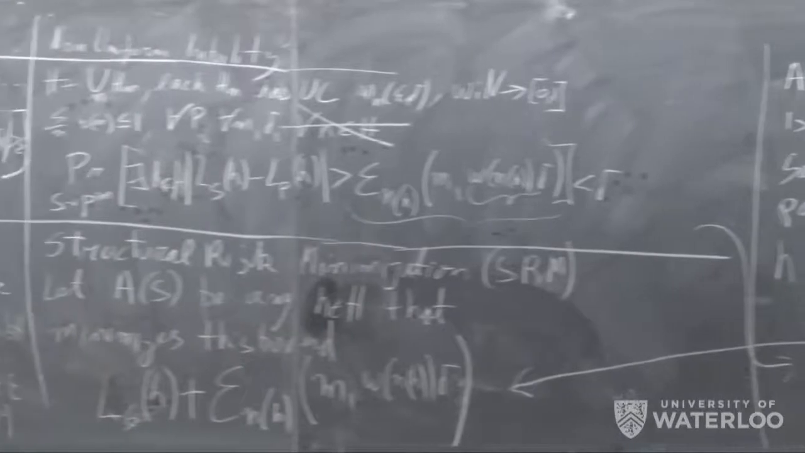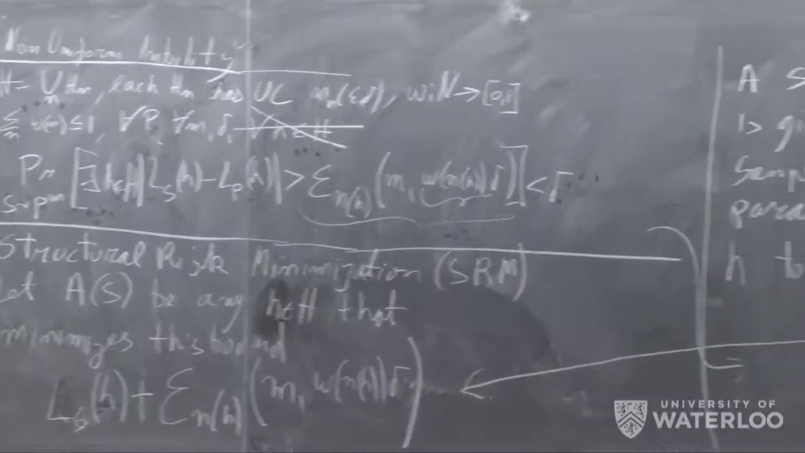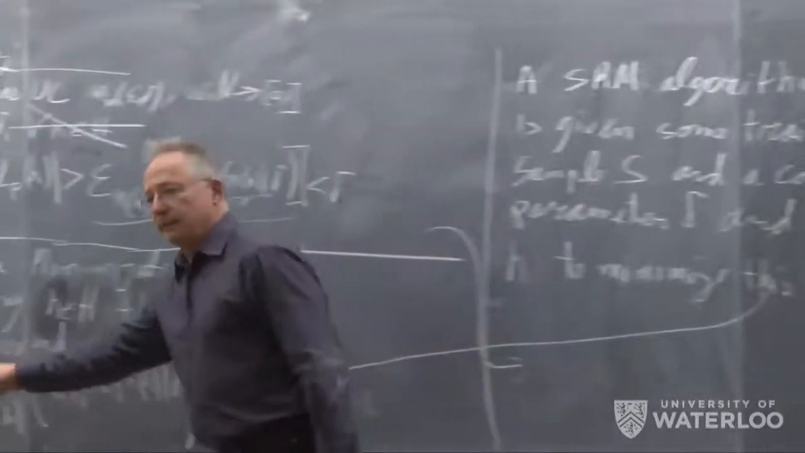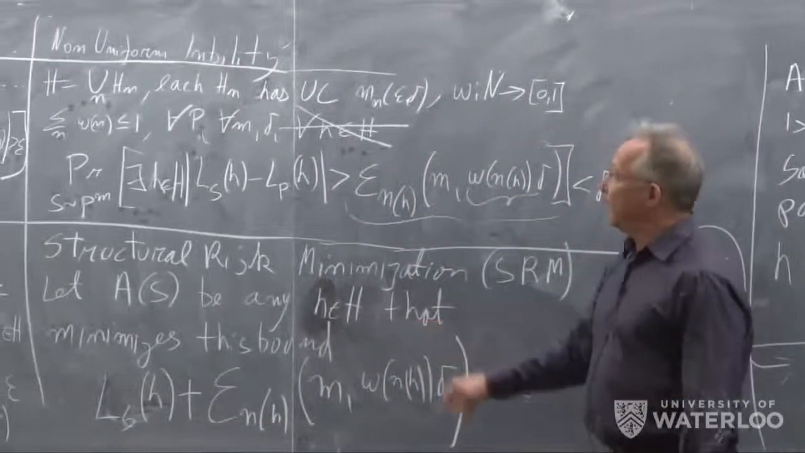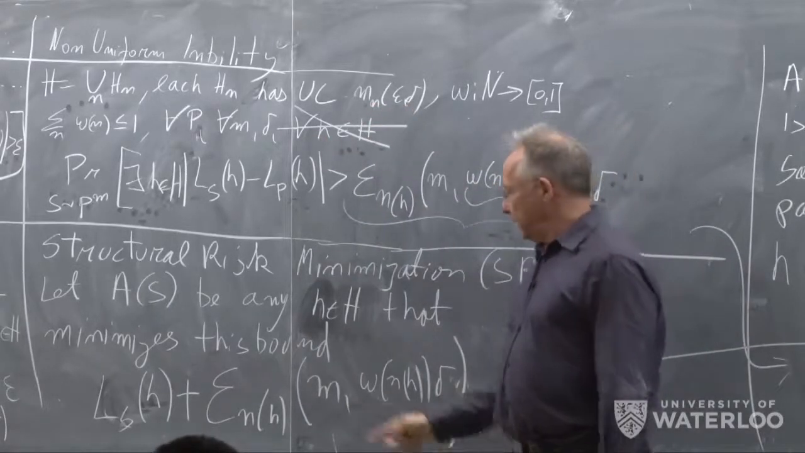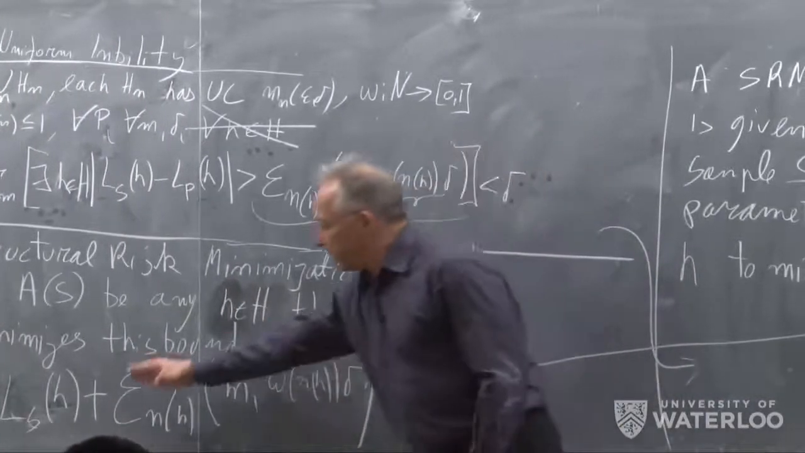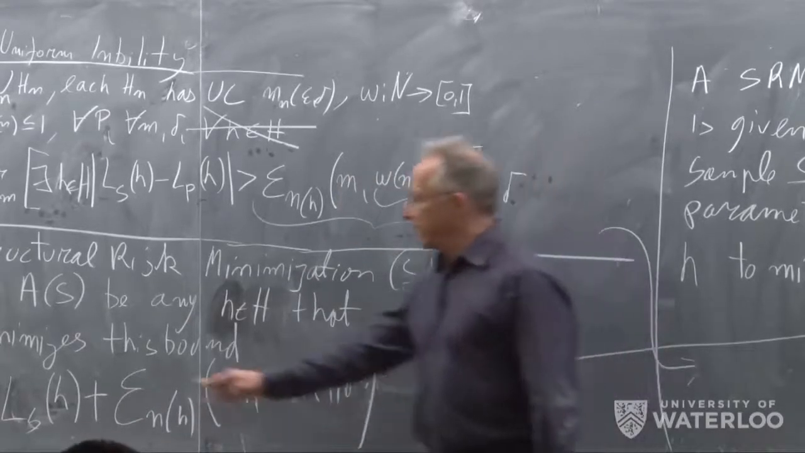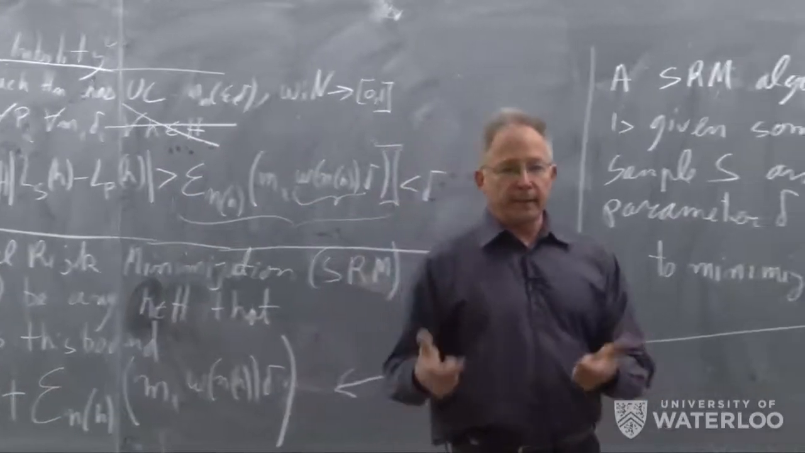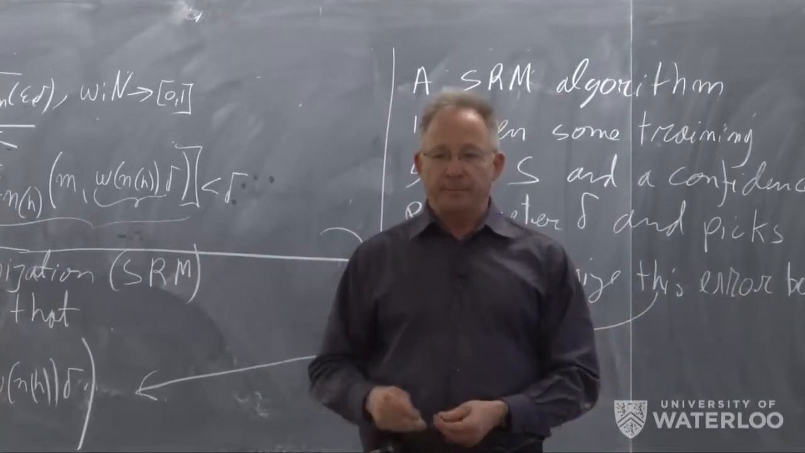Just note that if someone gives me S, then I already know what m is, and delta is given to me, so I can really calculate this guy. To calculate this guy, I need the uniform convergence functions for each of the H_n's, and I need m, and I need delta. And I have all of those ingredients. So for every h, I can calculate this bound. For every h, I can estimate its empirical loss. So I can calculate these two components and pick the h that minimizes the sum.